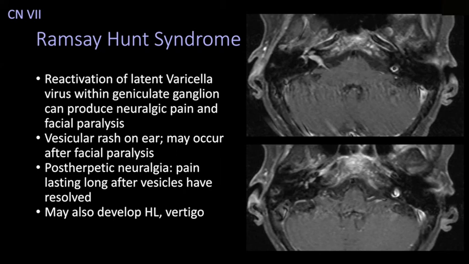The infection may also involve the inner ear, and patients may develop hearing loss and vertigo. On imaging, you may see abnormal enhancement of the facial nerve as well as of the inner ear structures, as we see in this case here. We can also see abnormal enhancement in the internal auditory canal.